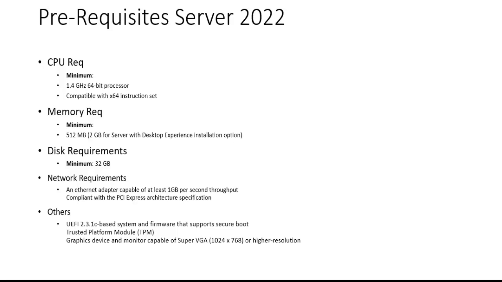There are some additional requirements, which are Secure Boot and TPM. Most of the new hardware comes with the TPM already enabled, but if you have some very old hardware, you might not be able to install Server 2022. And there are some graphics requirements too, like the minimum resolution you need is 1024 by 768.